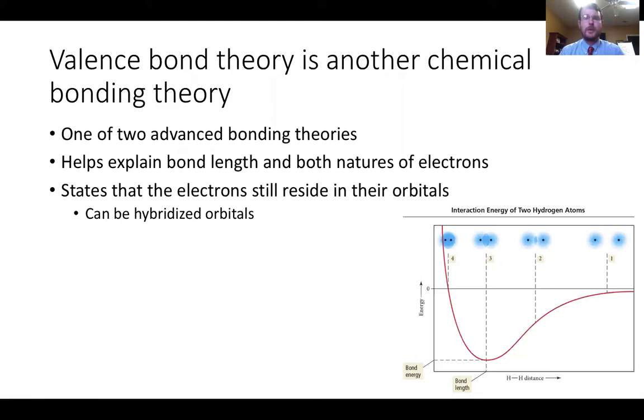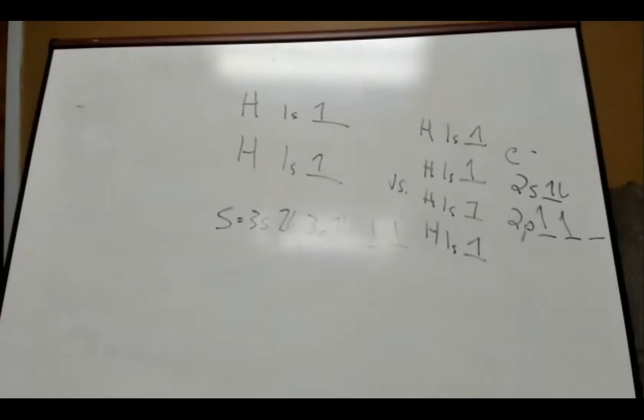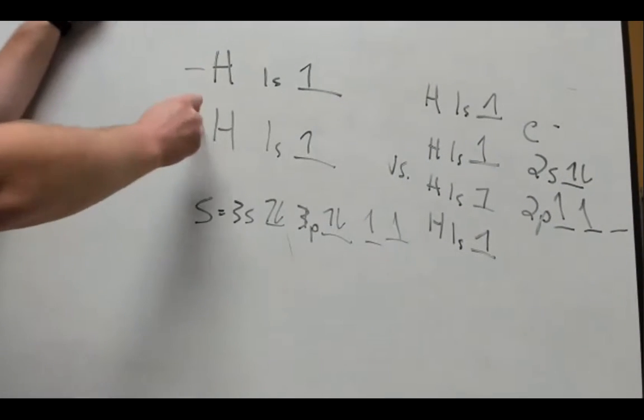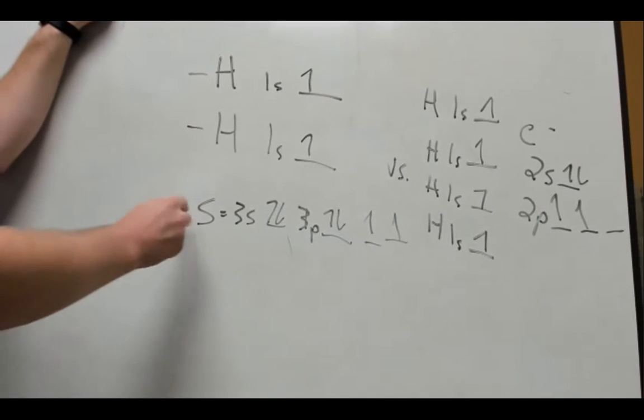Now, why do we need this? That's the question, and I want to show you on the board why we need it. On the screen you'll notice the orbital diagram of two hydrogens and sulfur. It's a little crowded, I apologize, but we have hydrogen, and then we have sulfur.